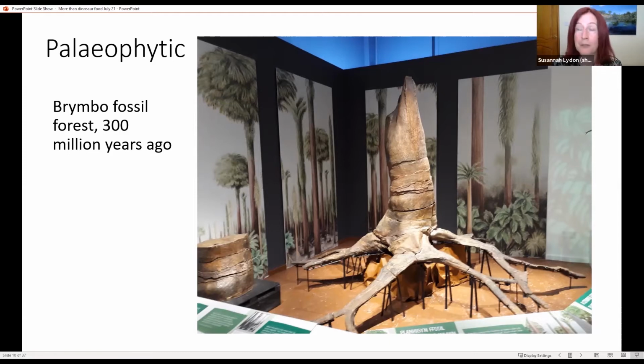But it all boils down to fossil plants. It's all about the plants, the way that our society functions. The history of it is from the fossils. So that was the Palaeophytic.